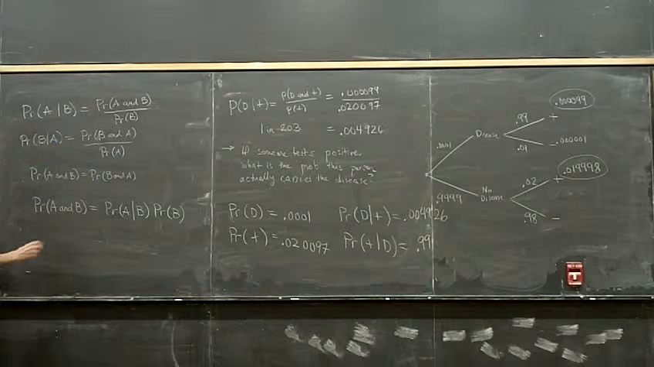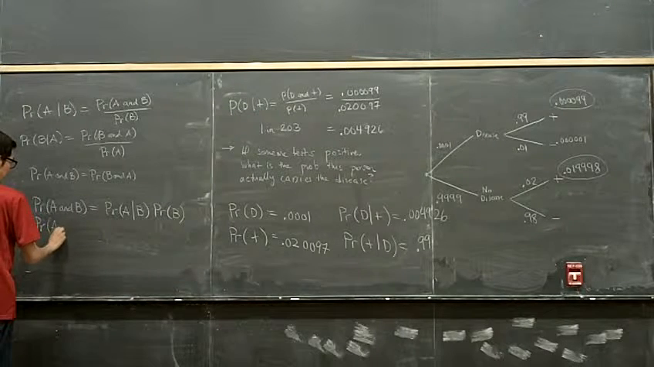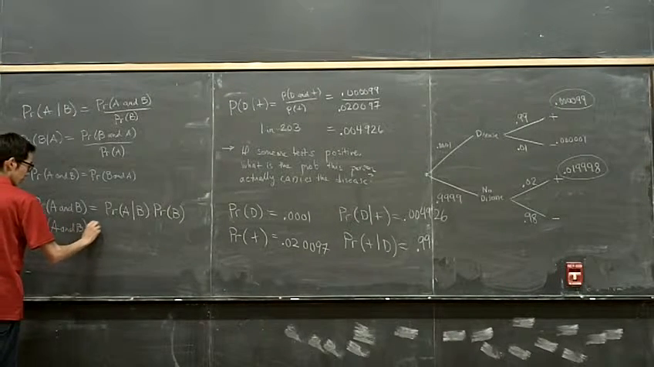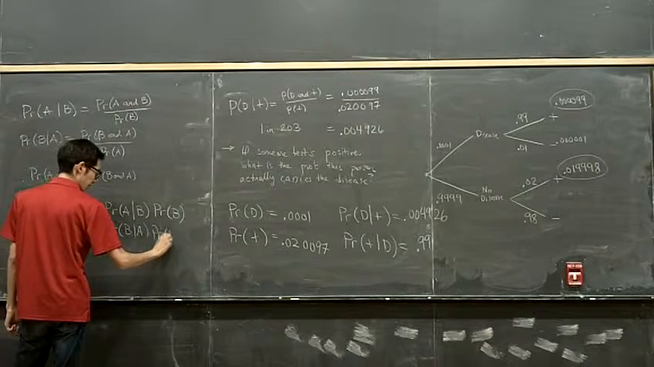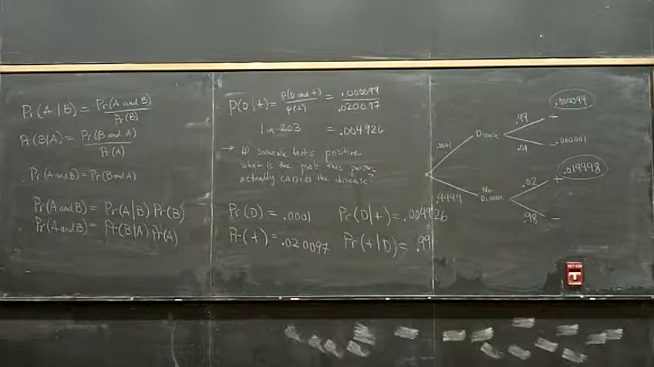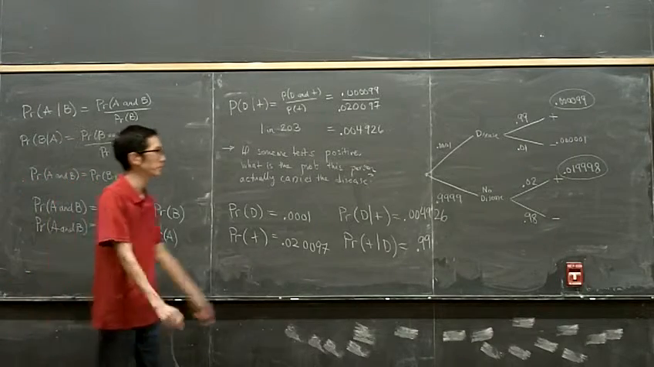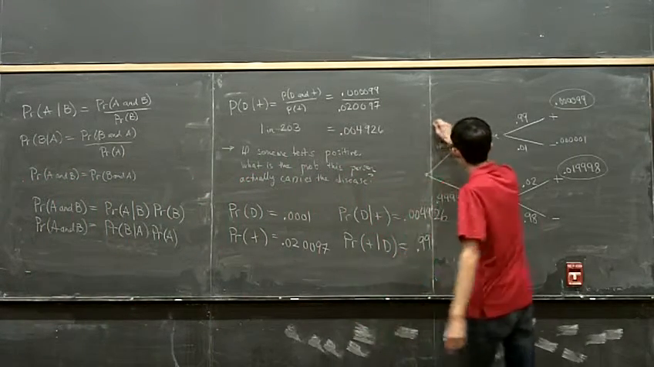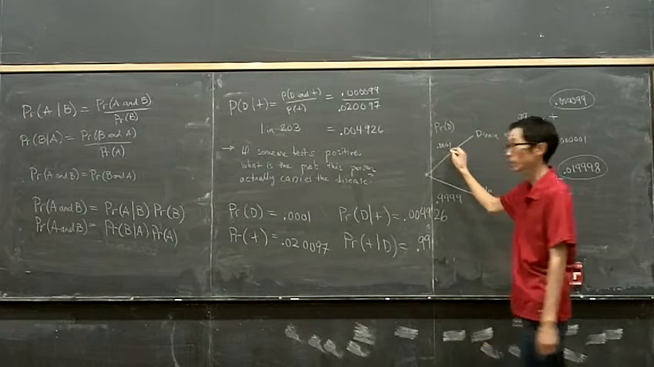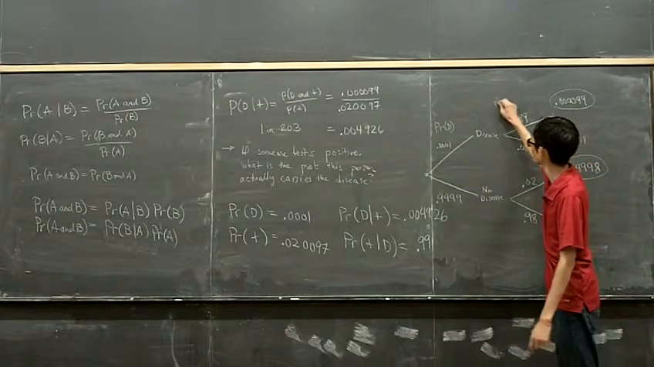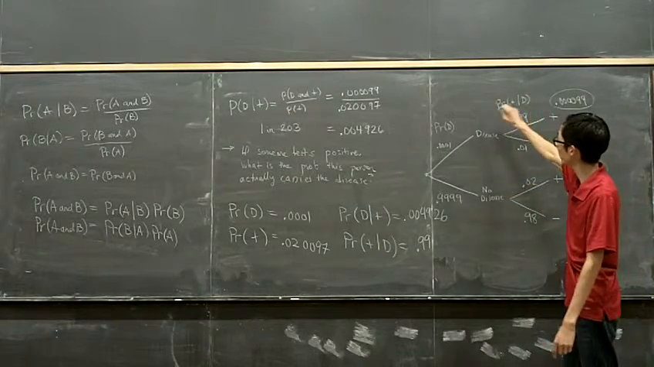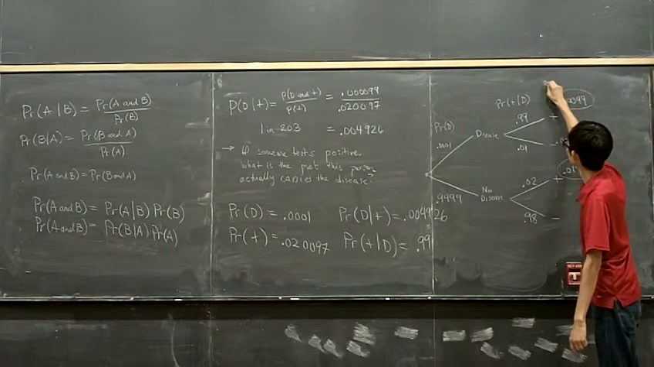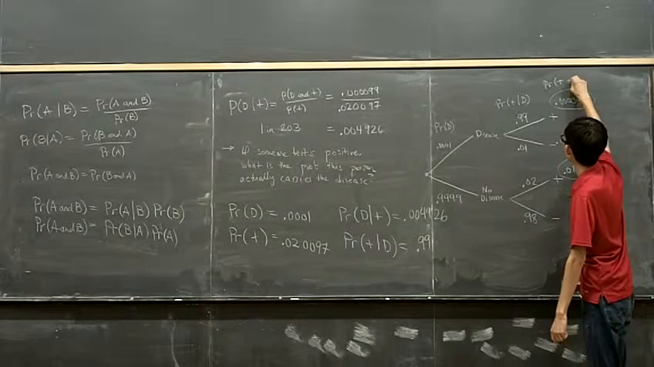And likewise, I can flip all the letters around and get the exact same thing. And that's actually what we did right here. This is the probability of D. This is the probability of positive given D. And when I multiply those two together, I get this number, which is the probability of plus and D.